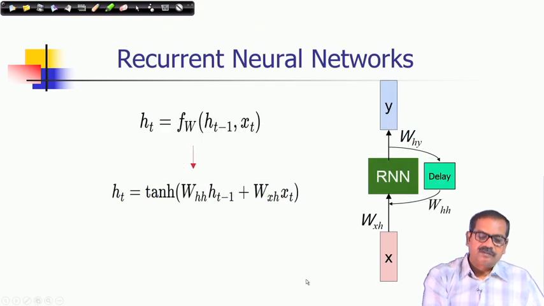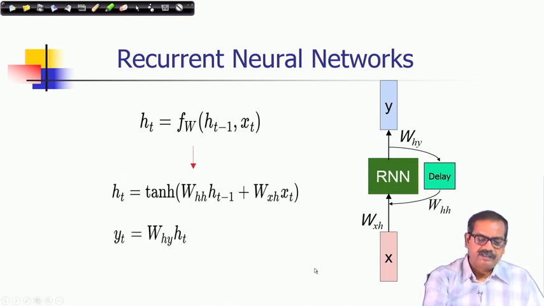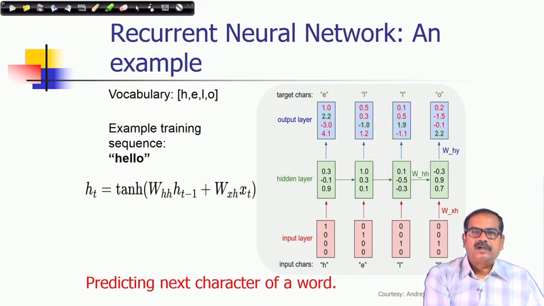So, one of the forms of h t could be that it is a tan hyperbolic function, and it has been shown by this weight set. W h h is a matrix which is multiplying the vector h t minus 1, producing this particular form, and w x h x t is another set of inputs. And the relationship between y t and h t is w h y h t, a linear combination from h t. So, one particular example is shown here.